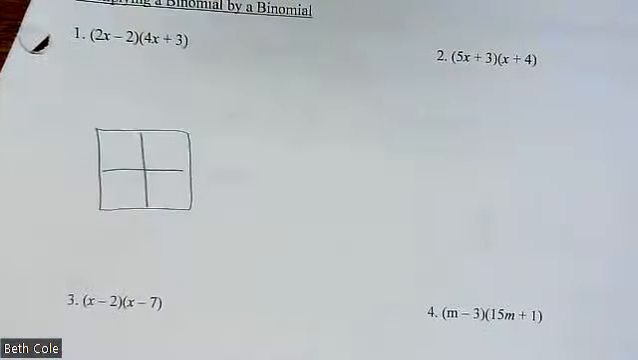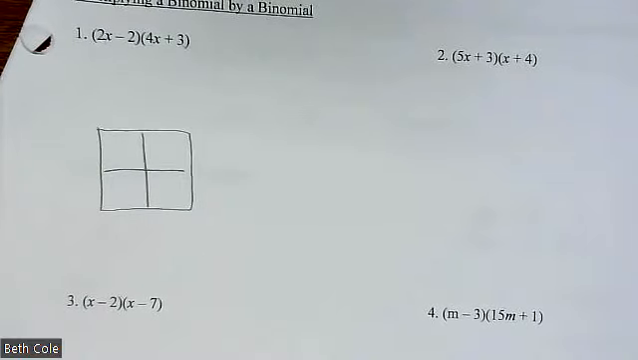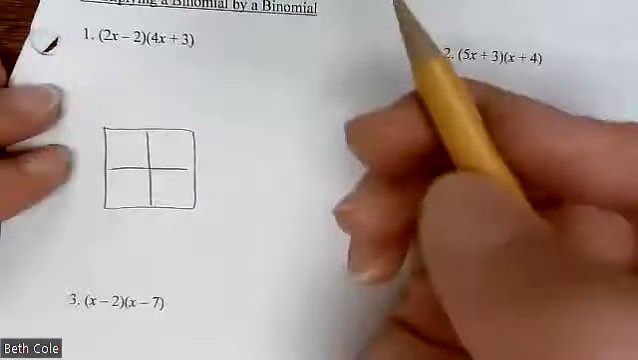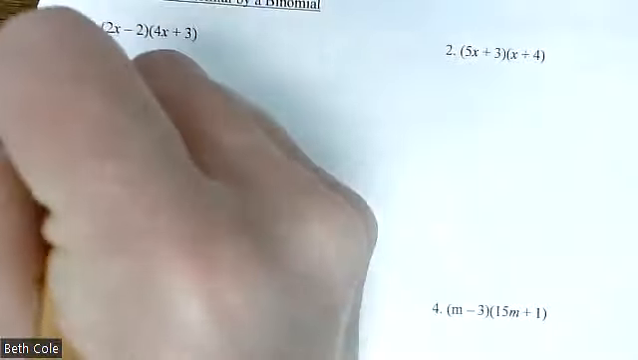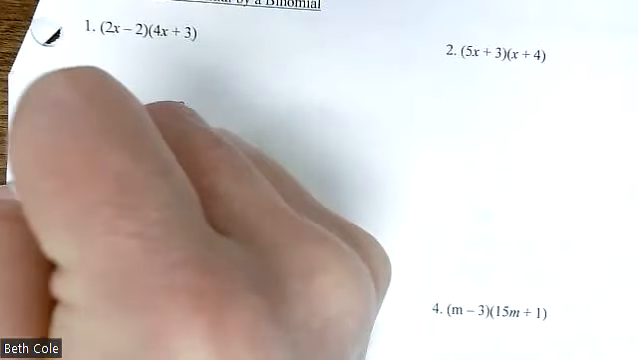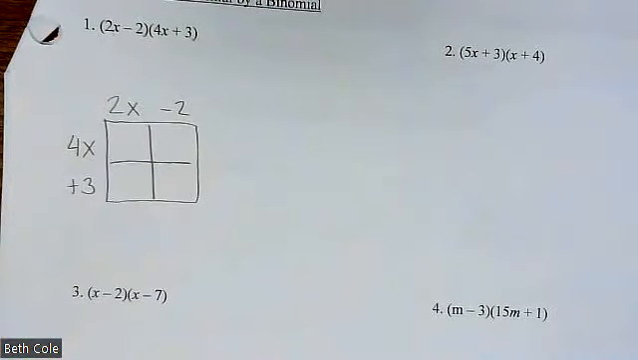Like that. Has anyone taken biology? Did you do the Punnett squares? Yeah. Sort of like that. You remember that from biology? I always liked that part of biology. So it looks kind of like that. You're gonna put the first one along the top, 2x and then -2, and then the 4x plus 3 along the side. Or honestly, the other way around, it technically doesn't matter.